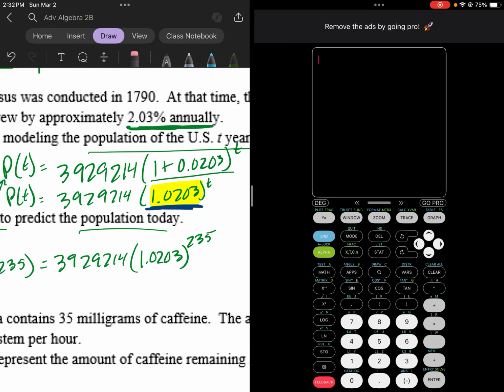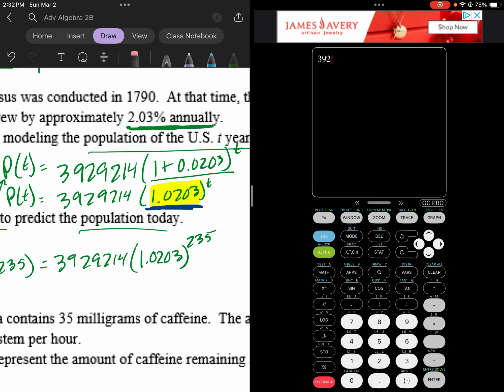When you type it in, 3929214, parentheses, 1.0203, close parentheses. Click this little caret on the middle right for your exponent, 235. So we're raising that to the 235th power, and we get 4.419 blah, blah, blah, and then that E8. That E8 is really important. That's scientific notation in our calculator, and it's telling you that you need to move the decimal 8 places to the right.